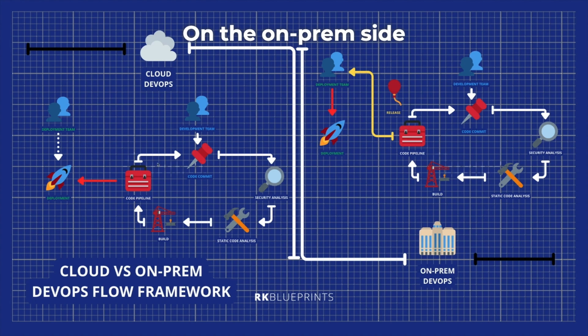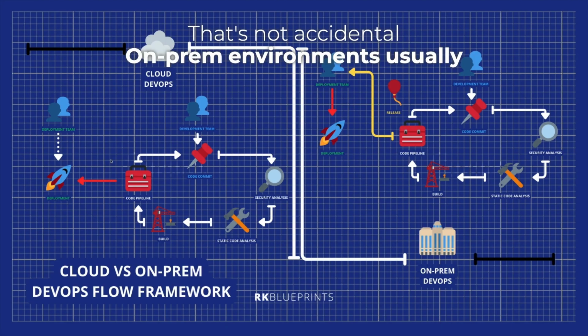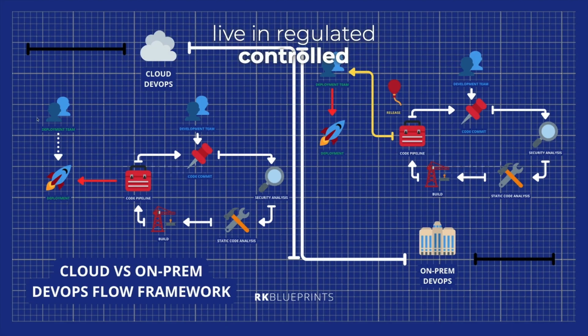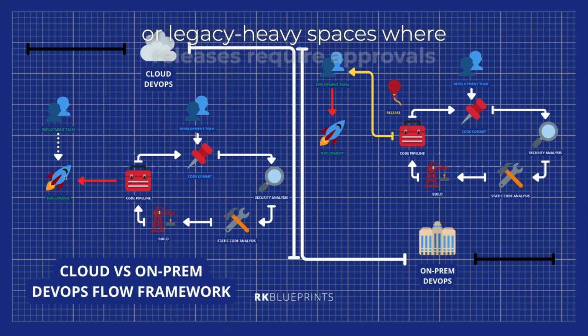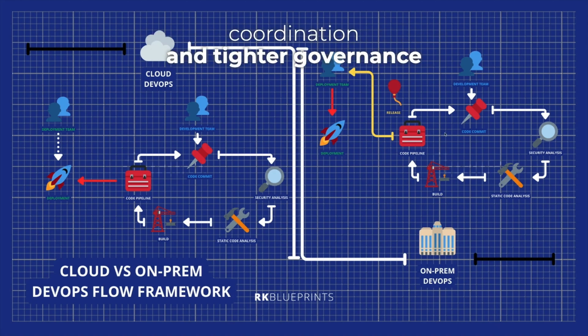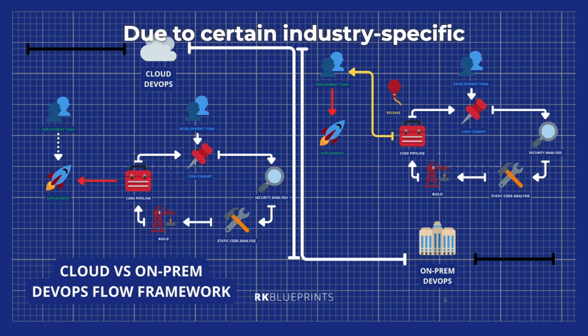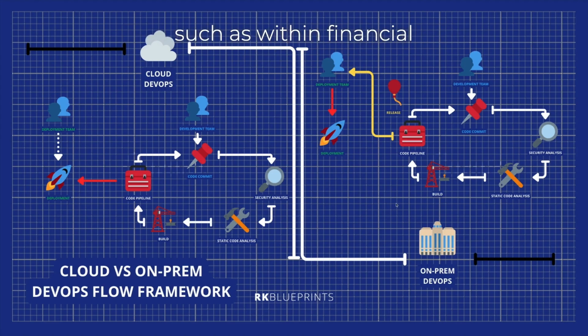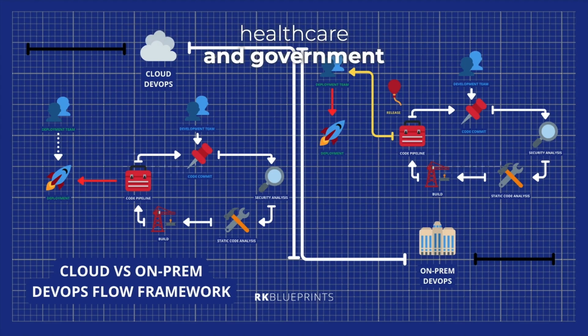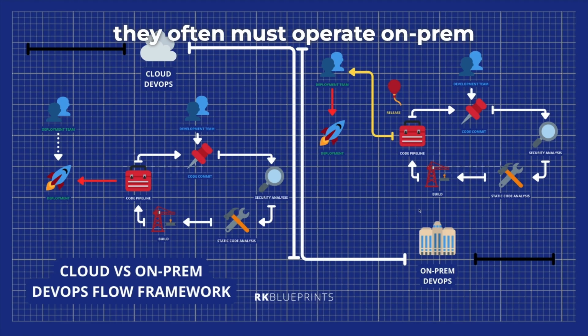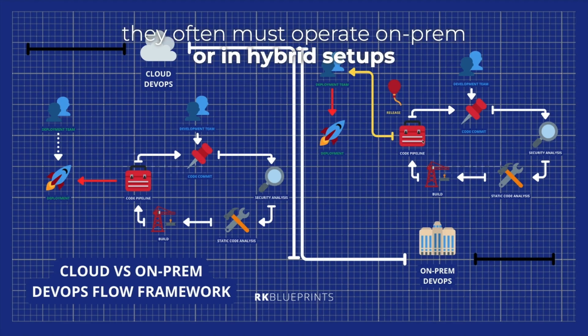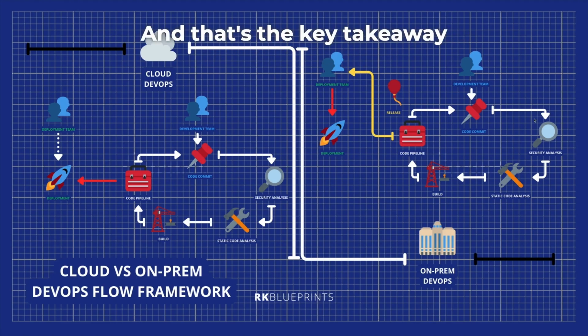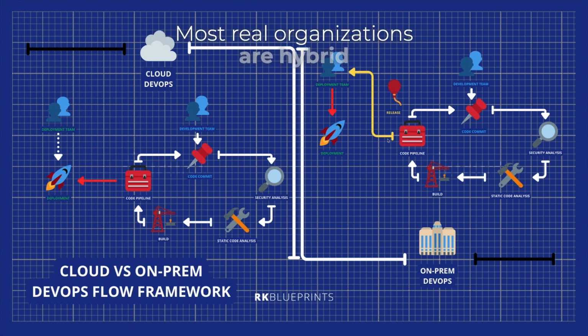On the on-prem side, notice what gets added, a formal release step. That's not accidental. On-prem environments usually live in regulated, controlled, or legacy-heavy spaces where releases require approvals, coordination, and tighter governance. Due to certain industry-specific regulations, such as within financial services, healthcare, and government, they often must operate on-prem or in hybrid setups. And that's the key takeaway here. Most real organizations are hybrid.